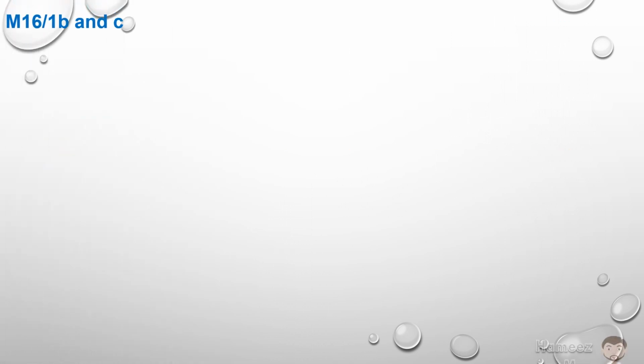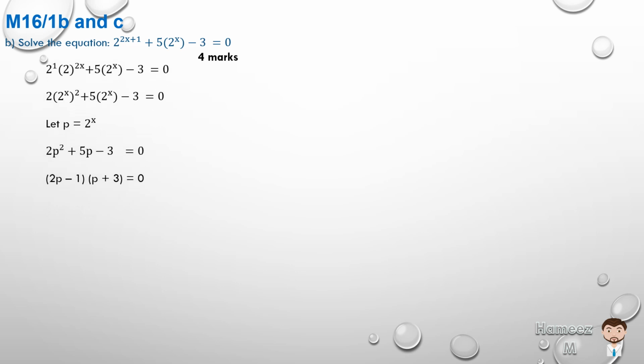May 2016, number 1b. Solve the equation 2 to the index 2x plus 1 plus 5 times 2 to the x minus 3 is equal to 0. This is a reducible equation. So we want to get it into the form of 2 to the x. So let's manipulate it. We can split up 2 to the power 2x plus 1 into 2 to the power 1 times 2 to the power 2x plus 5 times 2 to the power x minus 3 is equal to 0. And we know 2 to the power 1 is 2.